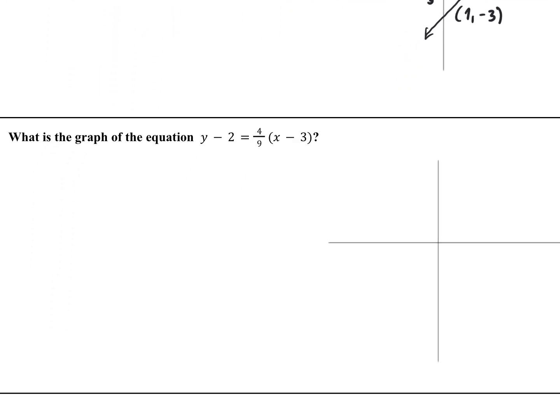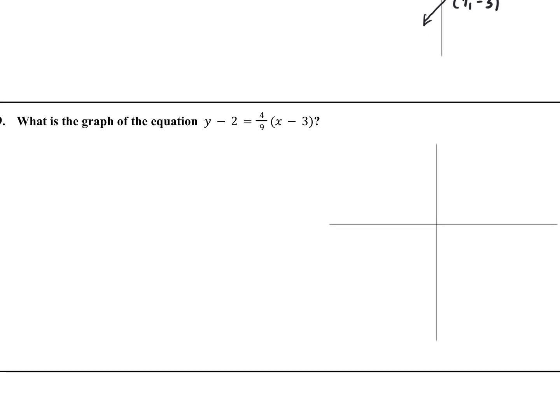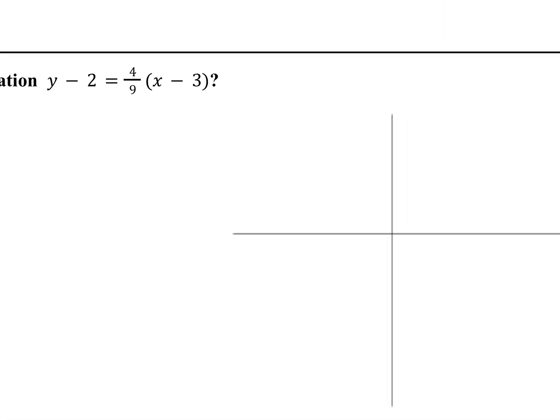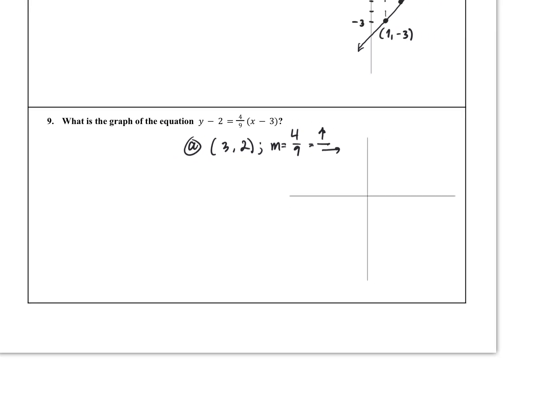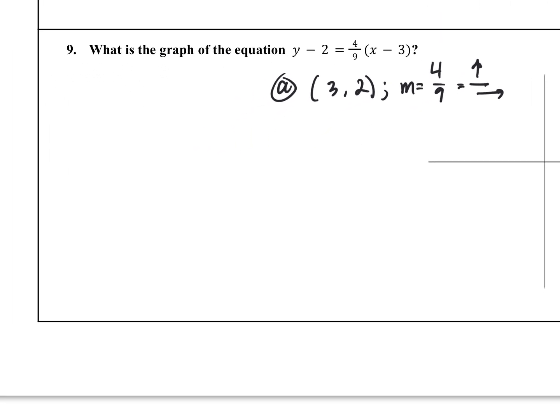Okay, let's try this one. What is the graph of the equation y minus 2 is equal to 4 over 9 times x minus 3? Okay, so let's recognize our point. Here, my point is located at 3 and then 2. And my slope is 4 over 9. It means that it goes up 4 units and goes right 9 units. So this is quite long. Okay, so in this case, I can say that my graph is not enough, so I'm just going to make a new one in here, okay?